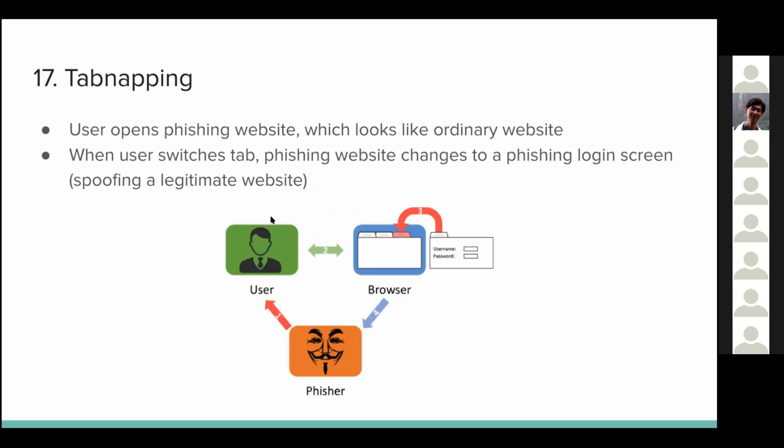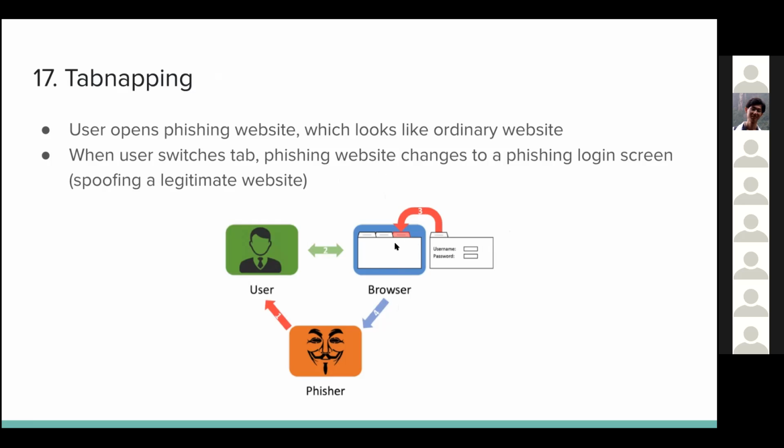So what happens is that the user opens a phishing website, which is a normal website. Then the user might switch to another tab and continue doing other things. Then while the user is gone, the phishing website changes to a phishing login screen to spoof a legitimate website. So the fake website might also change the favicon as well as the header, so that when the user clicks back to this tab, the user thinks that they've already opened it, so they don't check the tab too closely, but the tab might change into something, for example, like the Gmail login screen.